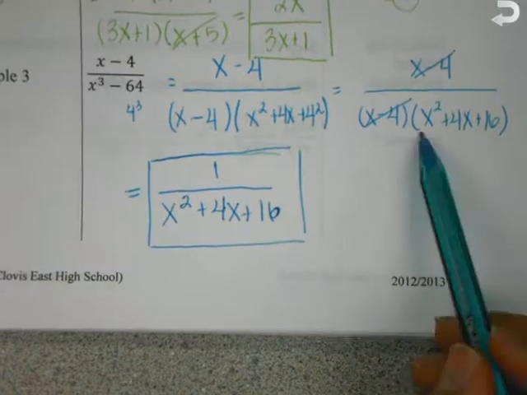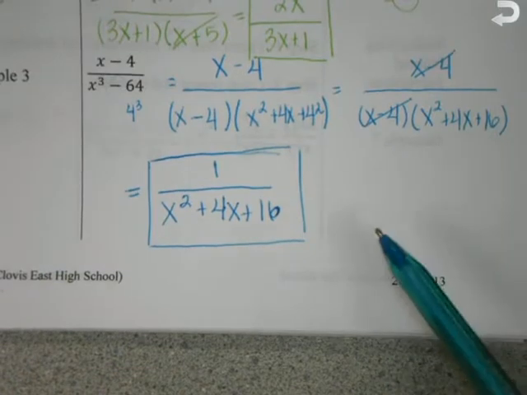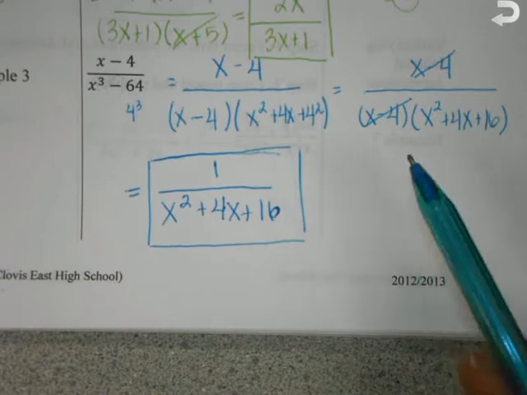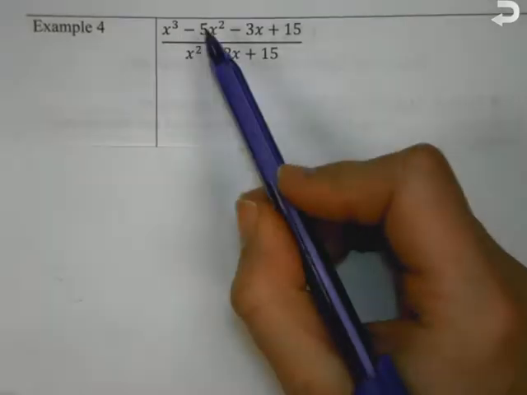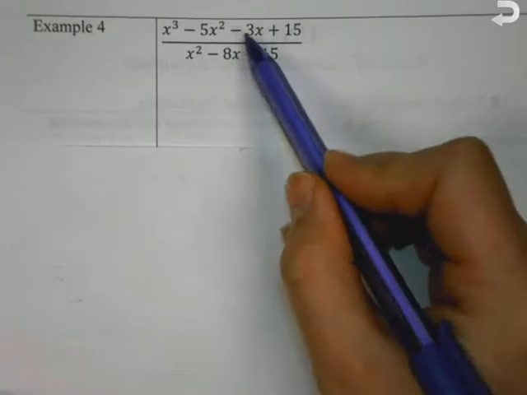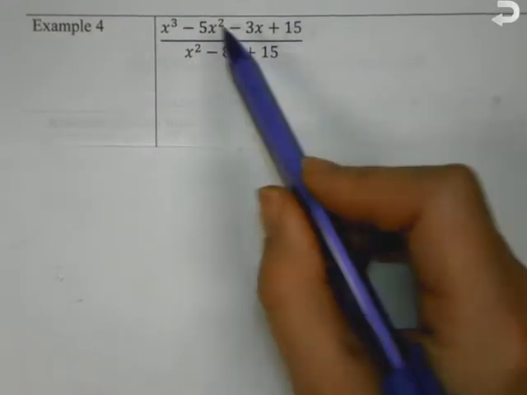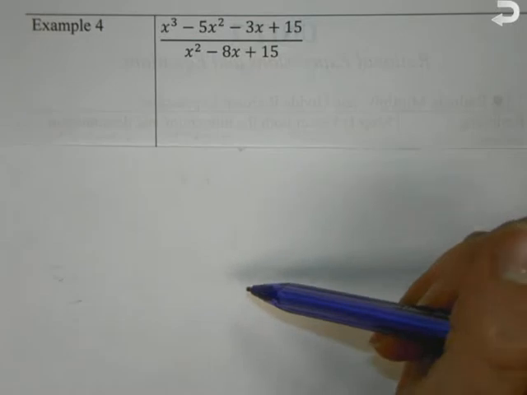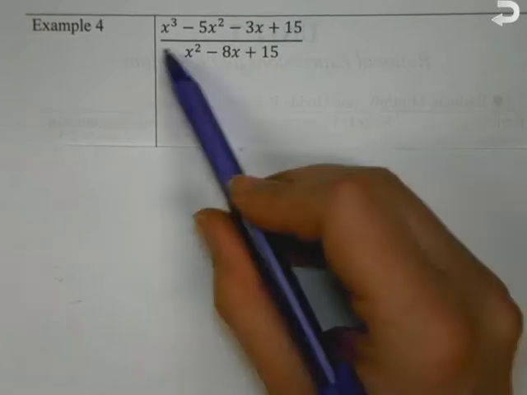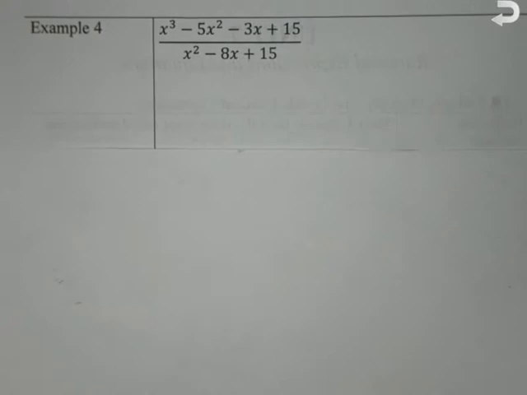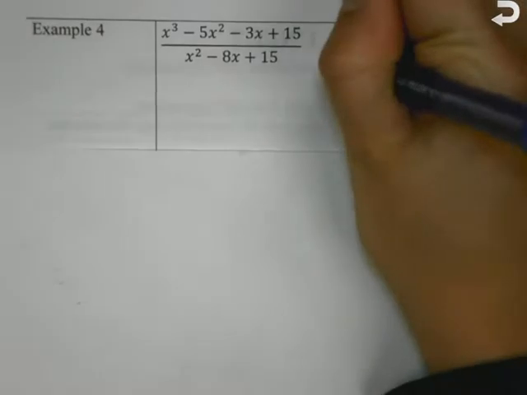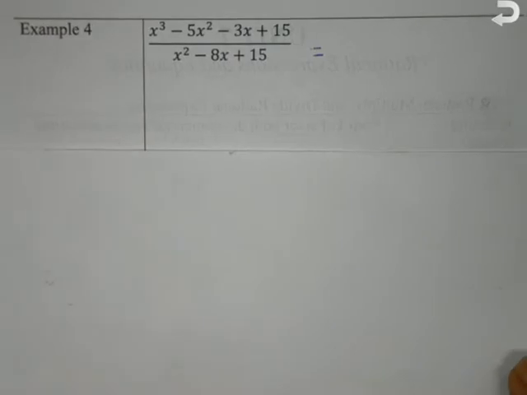Okay, example 4. X to the third minus 5x squared minus 3x plus 15, all over x squared minus 8x plus 15. This looks at least semi-familiar, right? We just did one like this. In the numerator, I have 4 terms, which means which method do I use for factoring? Grouping. So group the first 2 and group the last 2.